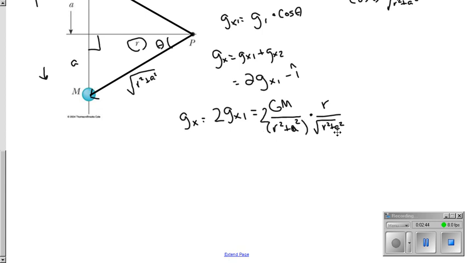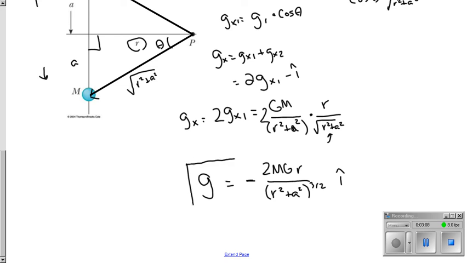This is essentially this squared. So if we multiply across the bottom there, we're going to get a bottom of r squared plus a squared to the 3/2, and we will have 2 G m r. And that's in the i hat direction, so we need a negative sign out front. So our overall g is equal to that right there. So this object will get pulled to the left with a magnitude of this right here.